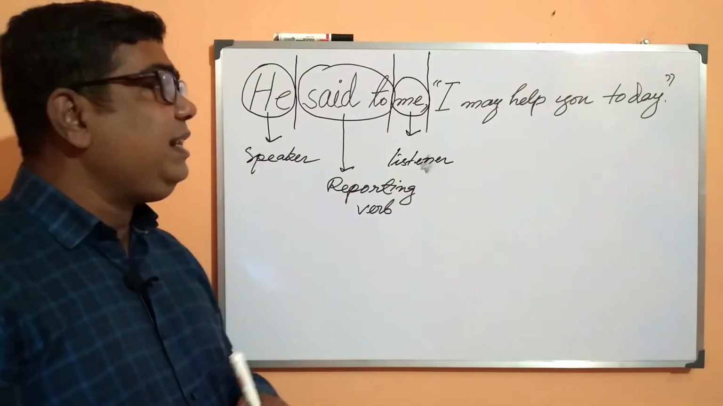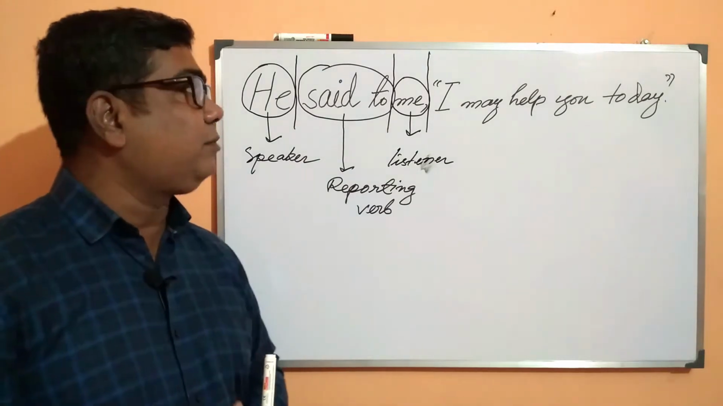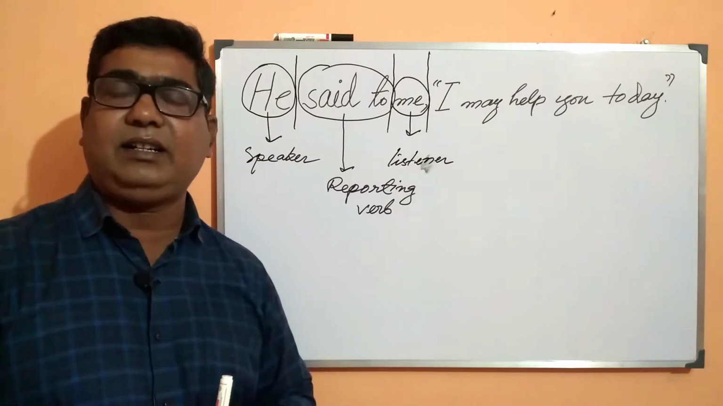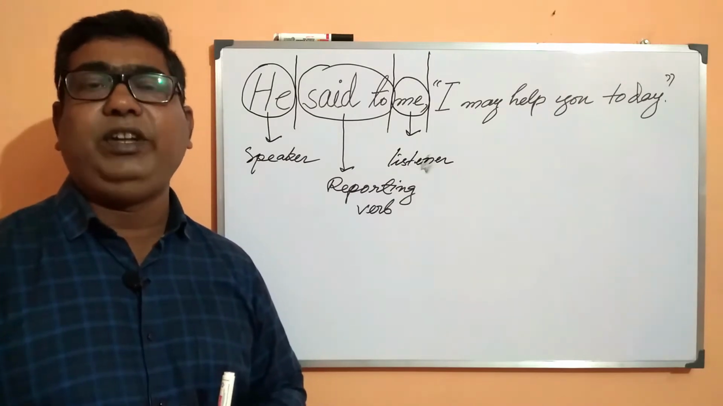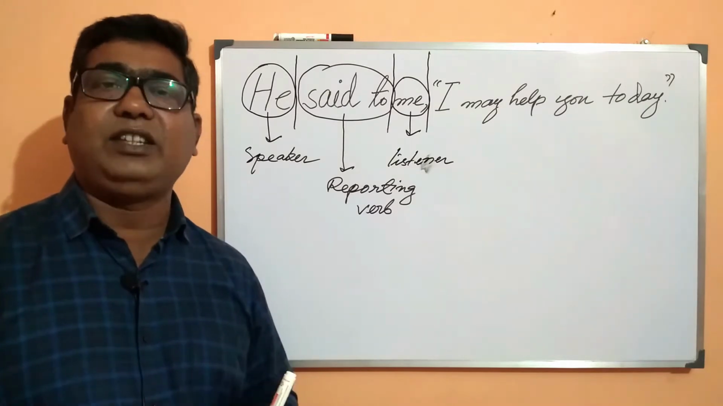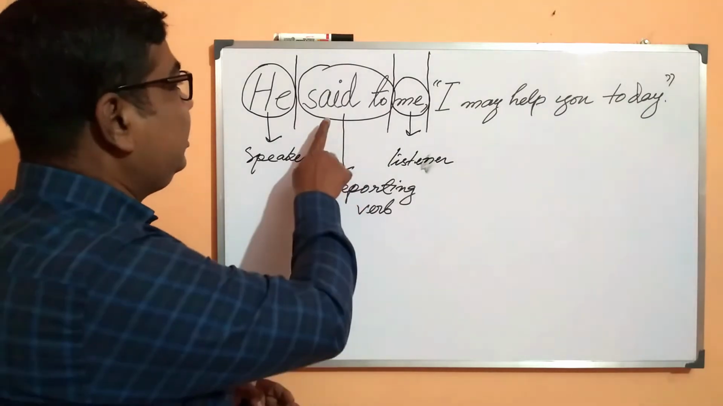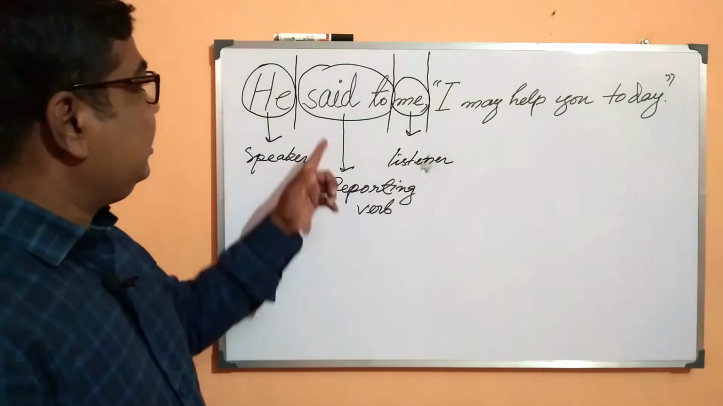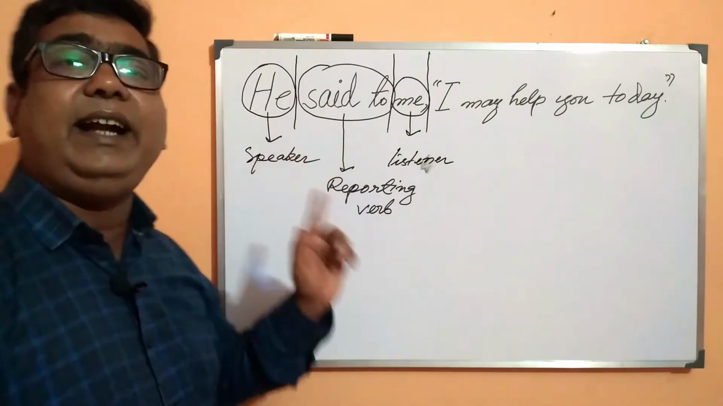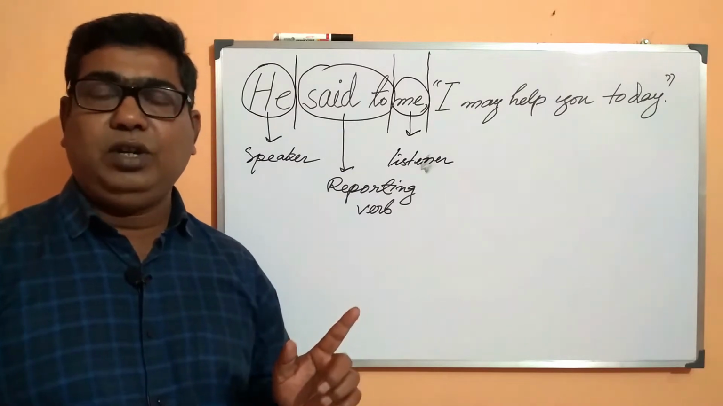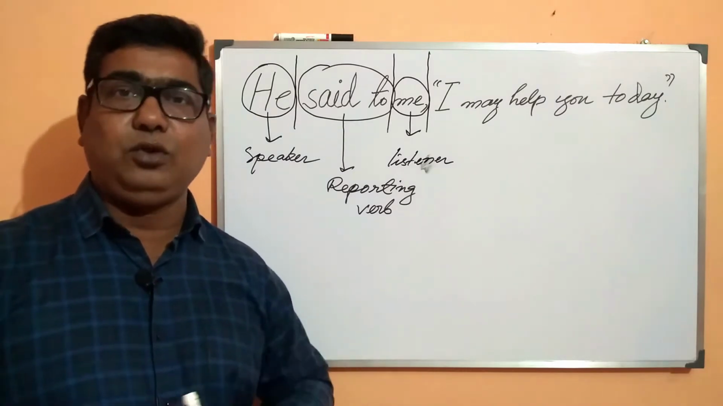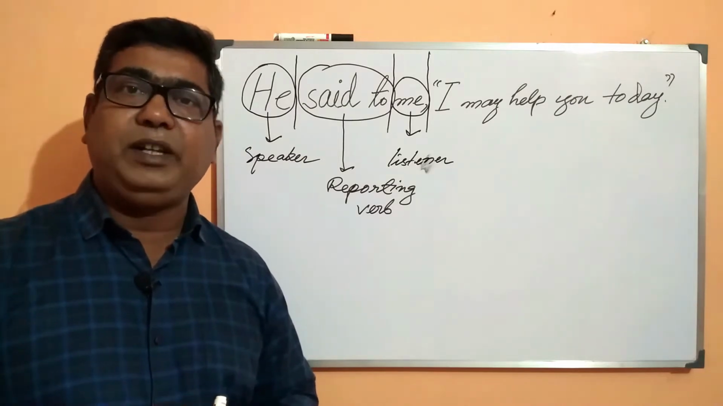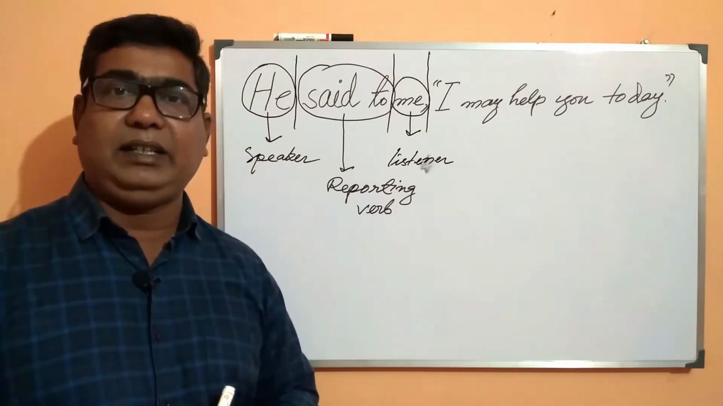Many changes take place while we transform a sentence from direct to indirect, and most of the changes depend upon this reporting verb. Why so? Let me tell you. Now we can see it is "said to." The reporting verb is "said to." We all know that the reporting verb is given in simple past tense.